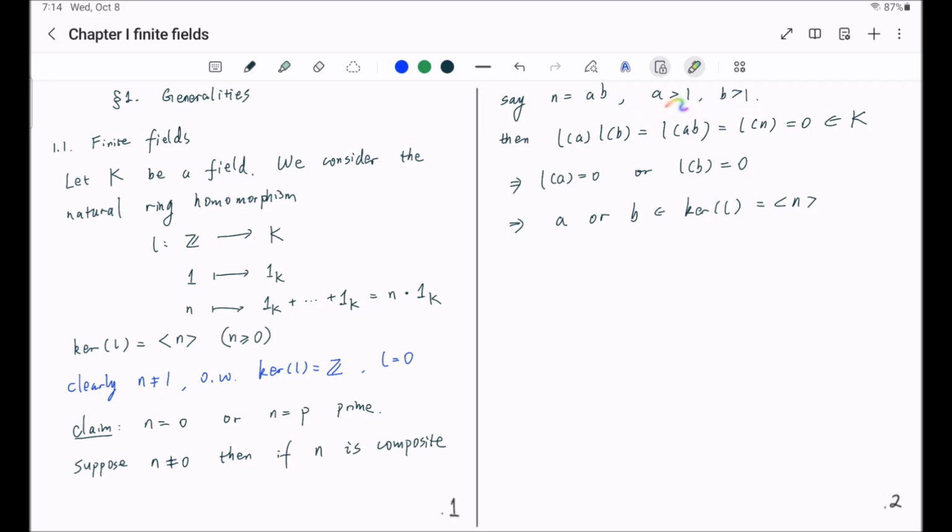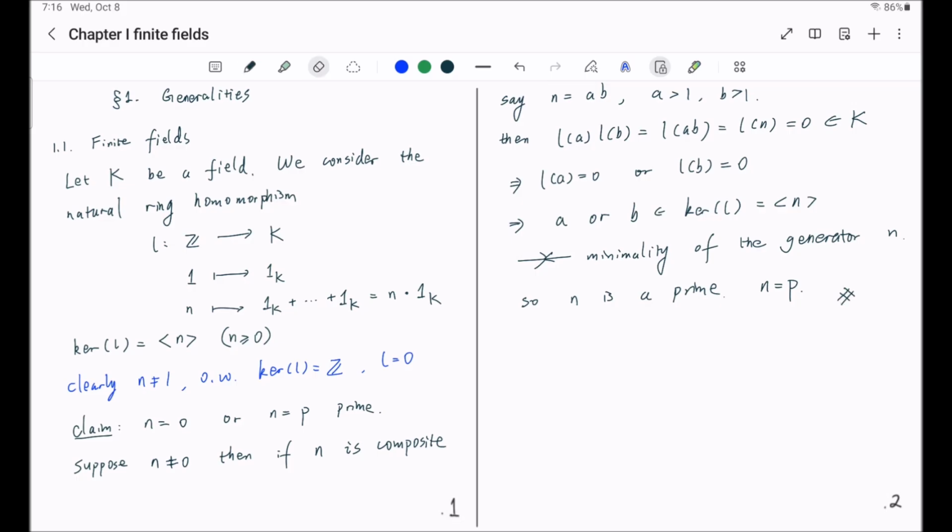But we already assumed that both a and b are bigger than 1. And as a consequence, both a and b must be strictly less than n. And therefore, this is a contradiction to the minimality of the generator n. The reason that we get such a contradiction was that we assumed that n was composite. Therefore, we must have that n is a prime. And this verifies the claim.